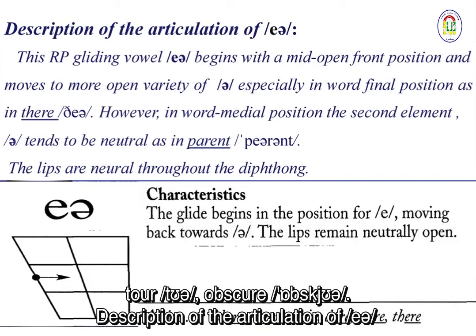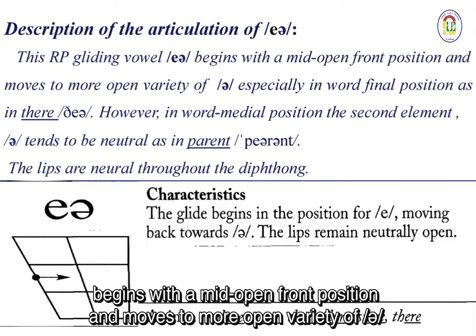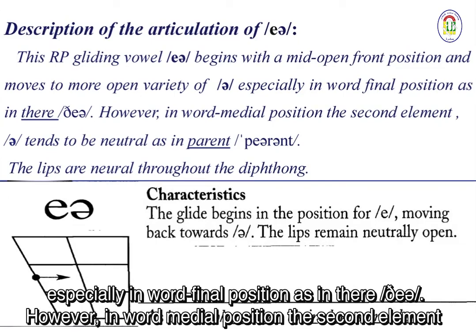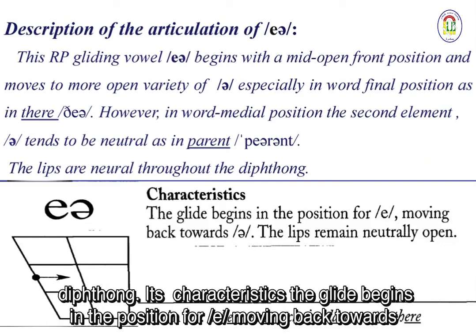Description of the articulation of A. It begins with a mid-open front position and moves to a more open variety of schwa, especially in word final position as in there. However, in word medial position, the second element tends to be neutral, as in parent. The lips are neutral throughout the diphthong.